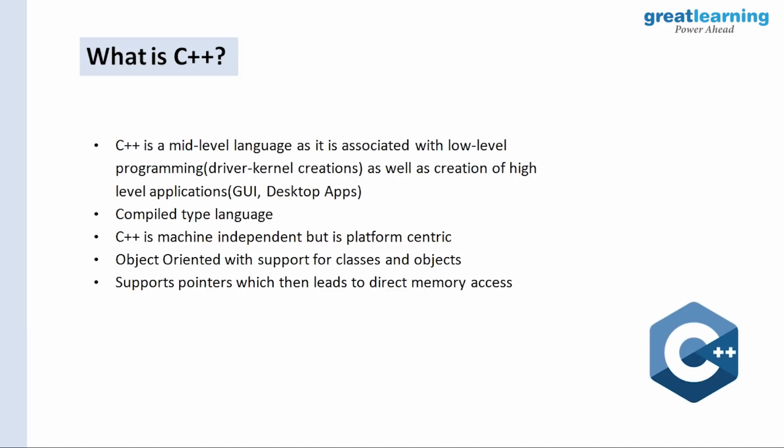It also consists of libraries like STL, which is extensively used in the field of competitive programming. C++ is a mid-level language that is associated with low-level programming and also high-level applications like GUI and desktop applications. It's a compiled language. C++ is machine independent and also platform centric. It is an object-oriented programming language which uses all the 4 programming pillars: abstraction, polymorphism, inheritance, and encapsulation.